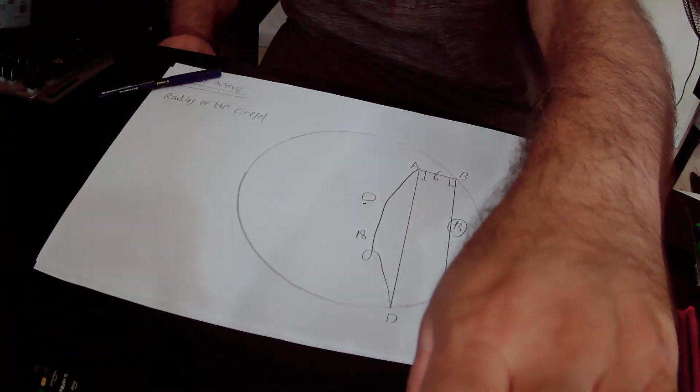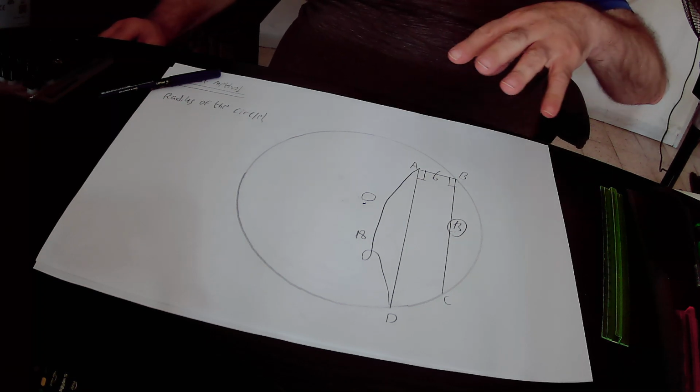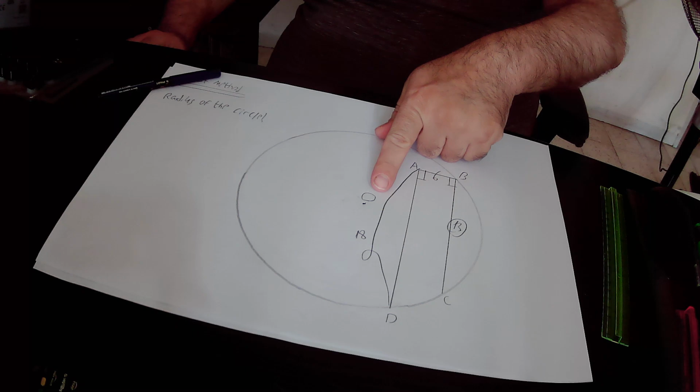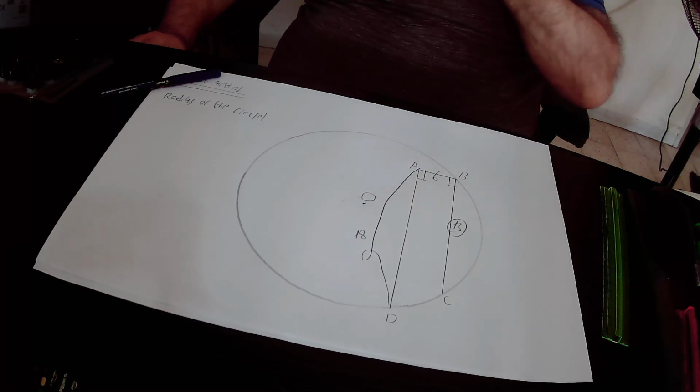Hello, in this lecture we will find out the radius of the circle using two different methods. In the drawing we have a circle. We know that the center of this circle is at this point, point O.